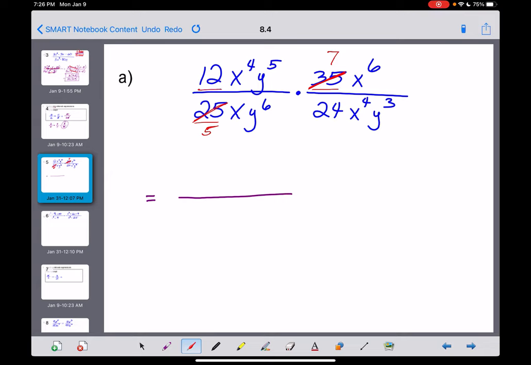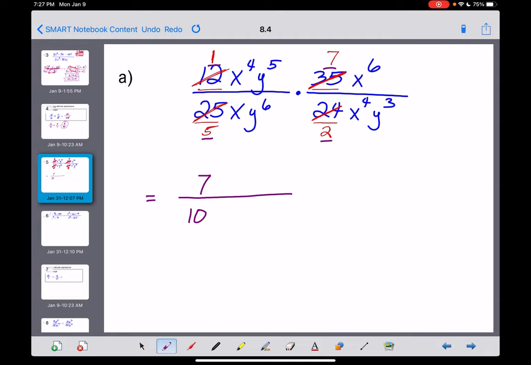How about this 12 right here and this 24? They're both divisible by, and remember, think as big as you can, they're both divisible by 12. 12 divided by 12 is 1. 24 divided by 12 is 2. So now look how easy this just became. My numerator's coefficient is the product of 1 times 7, which is 7. And my denominator's coefficient is 5 times 2, which is 10. That was a lot easier than 420 divided by 600 and then trying to find what goes in there.